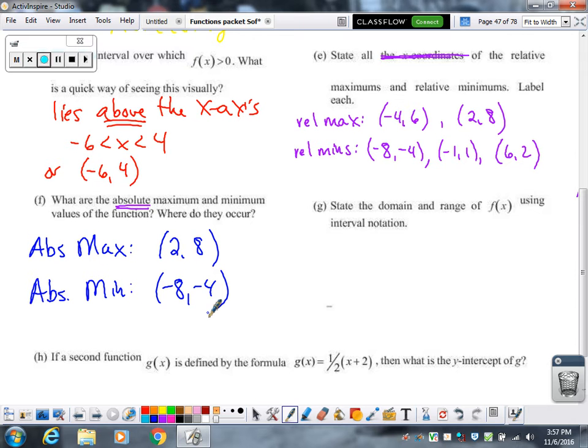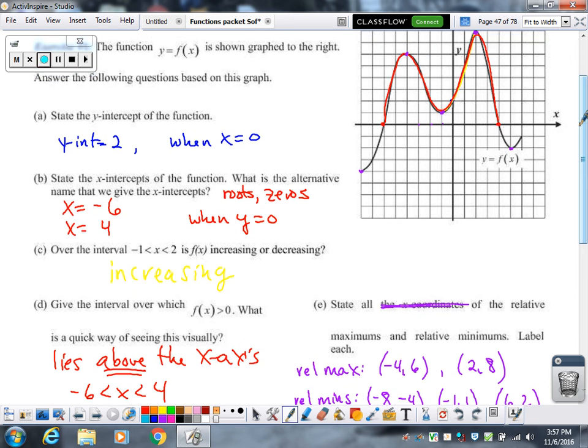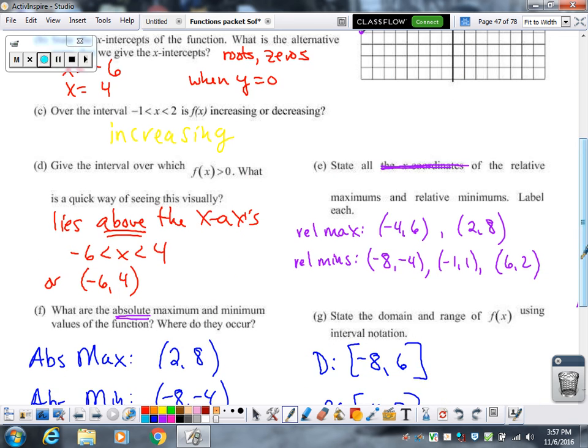State the domain and range of f of x using interval notation. Domain, the furthest left that we go is from -8 to 6, including -8 and 6 because we have closed endpoints on the graph. Now, what's interesting about the range, if we look at our absolute minimum and absolute maximum, our range is right there. The lowest y value is -4, where the highest y value is 8. So the range, we can confirm that on the graph, goes from -4 up to +8.